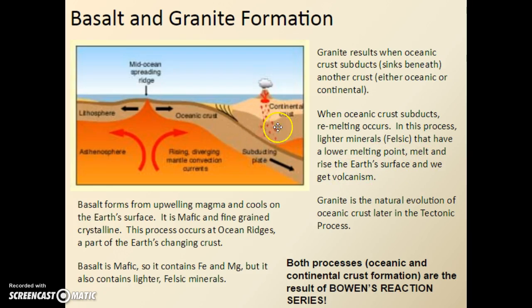So this picture right here is of partial melting, and I think that's a key term you want to make sure you pay attention to. Partial melting. It's not all of the basalt that melts. It's only the felsic minerals due to the partial melting of basalt. So granite is the natural evolution of oceanic crust later on in the tectonic process. Let's go back to Bowen's. Both processes, oceanic crust and continental crust, form. These are both the result of Bowen's reaction series.